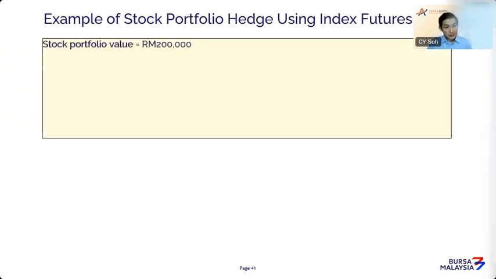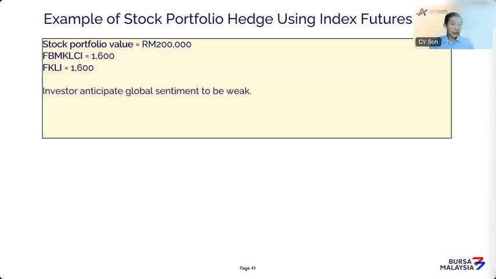Now, very simple. Let's assume that before Black Monday, or currently, maybe today the market is very high, you are not quite comfortable, and you might be thinking the market is coming down. So today your total portfolio value is 200,000, and the current FBM KLCI is 1,600, and FKLI is also 1,600. You anticipate the global sentiment tends to be weak, or for whatever reasons the data is not strong, GDP is weakening, or any other factors that seem relevant to you. So you want to hedge your stock portfolio against the downside.